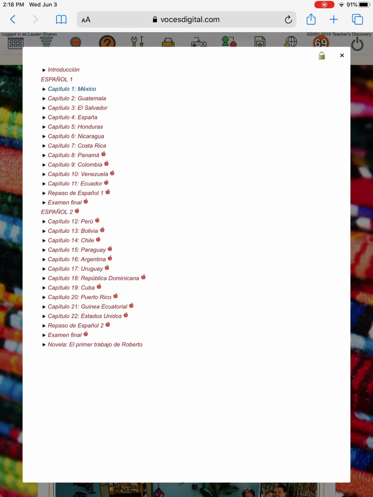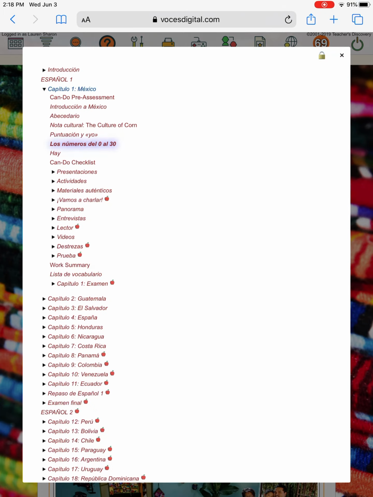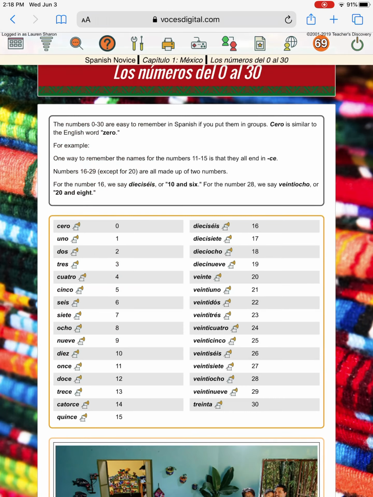So first off, if you're using Voces, it's just really good to know where you can find this. If you'll open up chapter 1 and go to Los Números del 0 al 30 from your table of contents right there, that will take you here. One of my favorite things about Voces is that it has these audio things next to the word. If you'll click on the audio, Cero, it will say the word for you. So if you're ever in doubt about the pronunciation, you have that resource there.